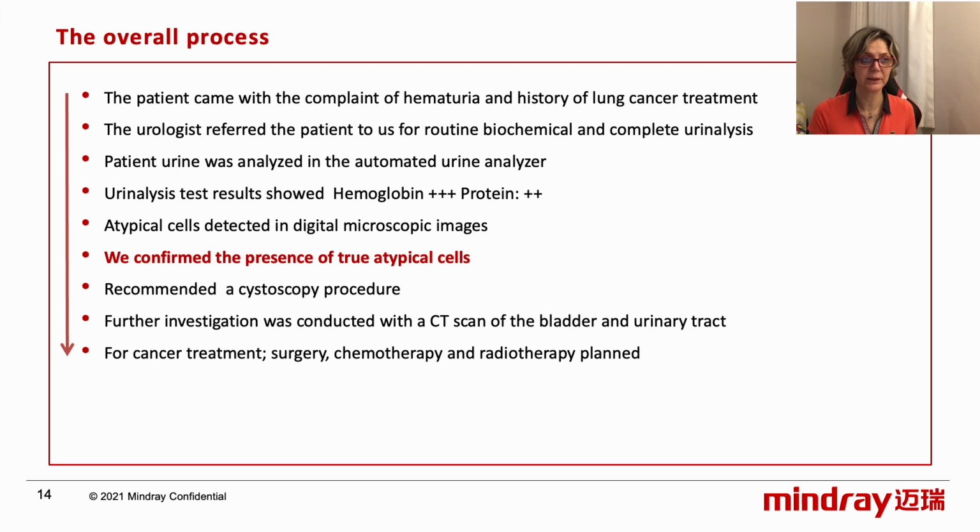If we summarize, the patient came with the complaint of hematuria and a history of lung cancer treatment. The urologist referred the patient to us for routine biochemical and complete urinalysis. The patient's urine was analyzed in the automated urine analyzer and urinalysis test results showed hemoglobinuria and proteinuria. Atypical cells were detected in digital microscopic images.